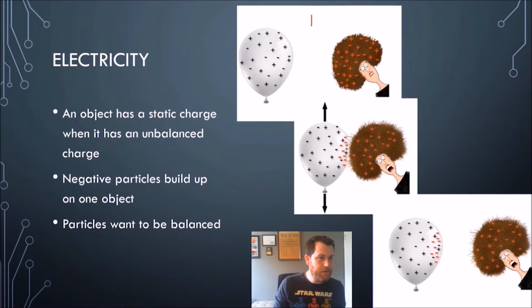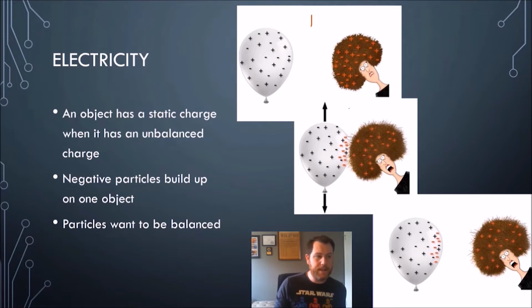First, right here, we see that there's a balloon and there's a person's hair. And you don't have to count it, but believe me, there's an equal number of negative and positive particles in here. That means we have a balanced charge. And so all those particles are happy, because particles like to be balanced. They like to have an equal number in whatever object they're in. So that means there's no charge. It's a balanced charge. It's not negative, it's not positive. Overall, the balloon and the hair have a balanced charge.